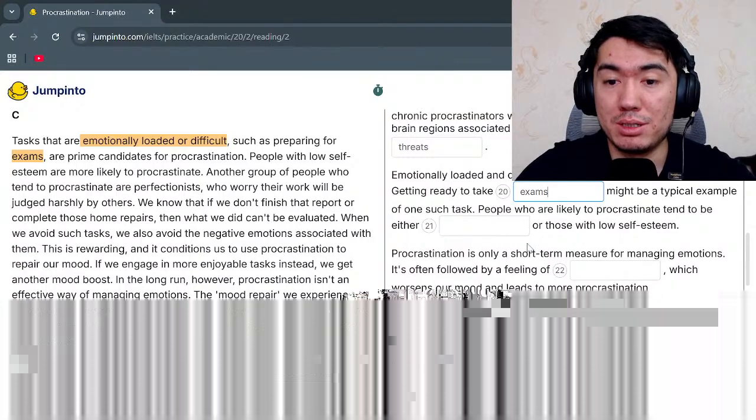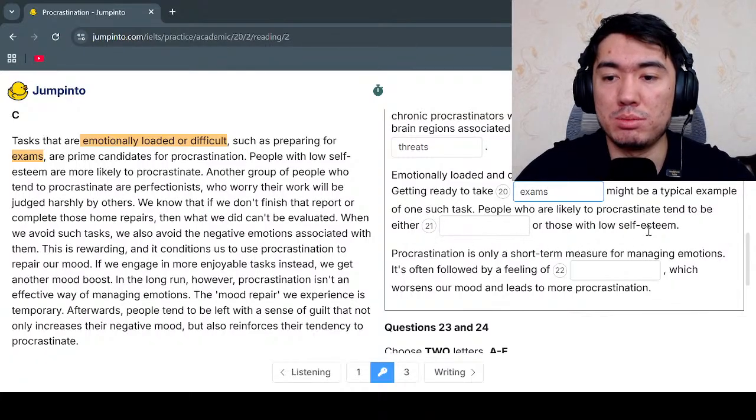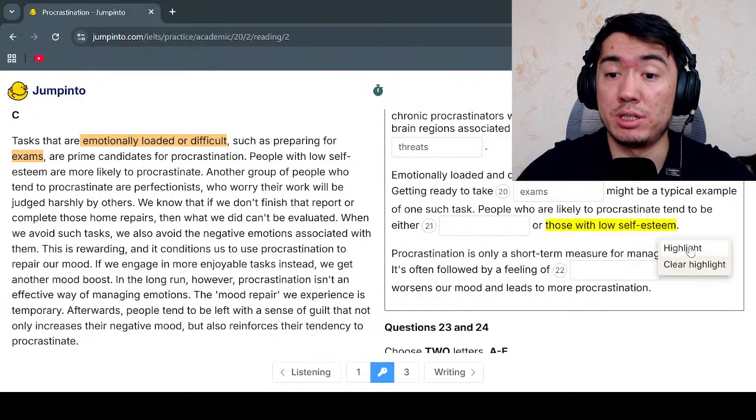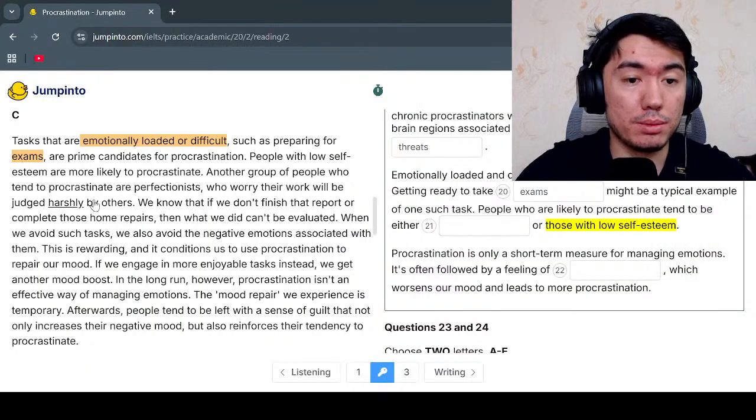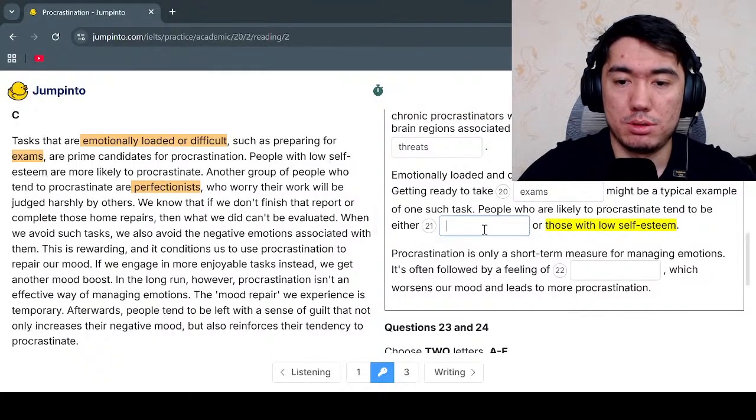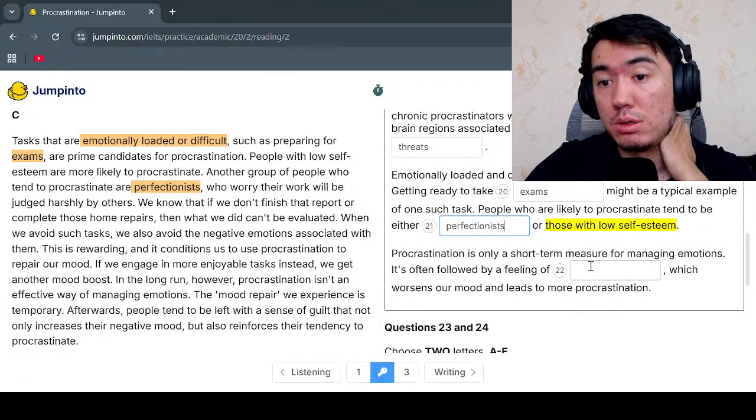People who are likely to procrastinate tend to be either something or those with low self-esteem. So it's definitely going to be an adjective. So either depressed, maybe, right? Yeah, I think depressed is a very good candidate here. Exams, okay. People with low self-esteem are more likely to procrastinate. Another group of people who tend to procrastinate are perfectionists. I told you it'd be an adjective, but I was wrong. But that's okay. Perfectionists is going to be the answer, and it's not an adjective, it's just a plural noun.